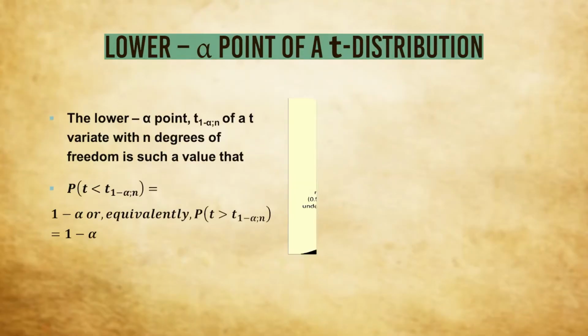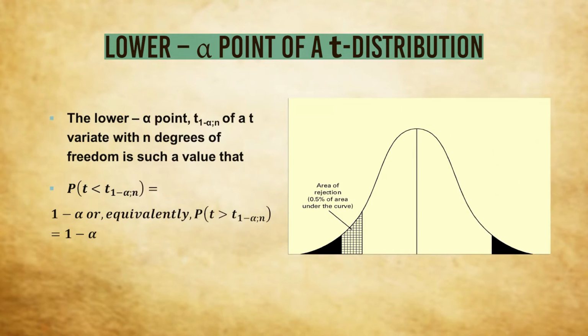We can similarly have a lower alpha point of a T distribution. You can see the graph on your screen. It is such a value of the T distribution that the probability to the left of it is alpha. So that means the lower alpha point is such a value that probability T less than t(1 minus alpha semicolon n) is alpha. So t(1 minus alpha semicolon n) is basically the lower alpha point of a T distribution with n degrees of freedom. Now the question of notation comes in.